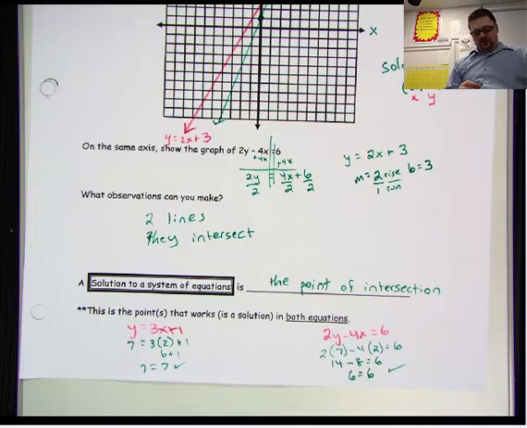So here is where we're going for the next day or so. We're going to be graphing two lines and finding the point of intersection. If you have any questions, be ready to ask when you come into class.